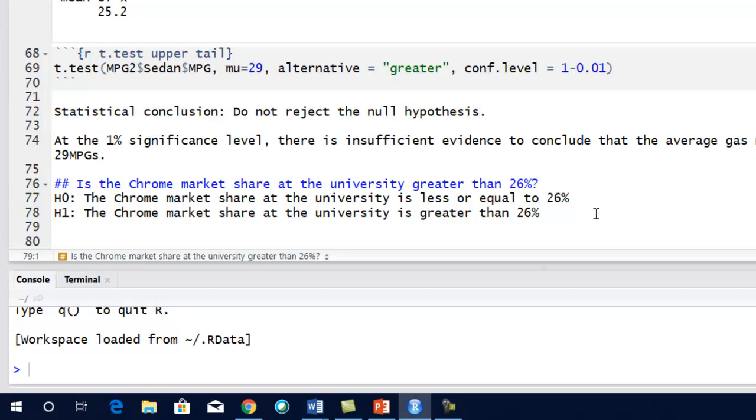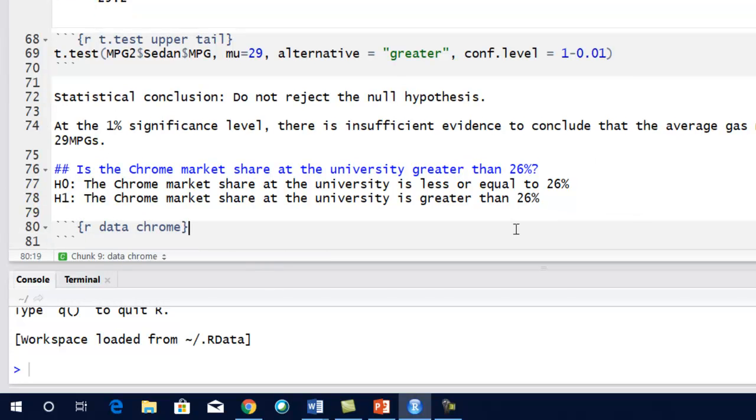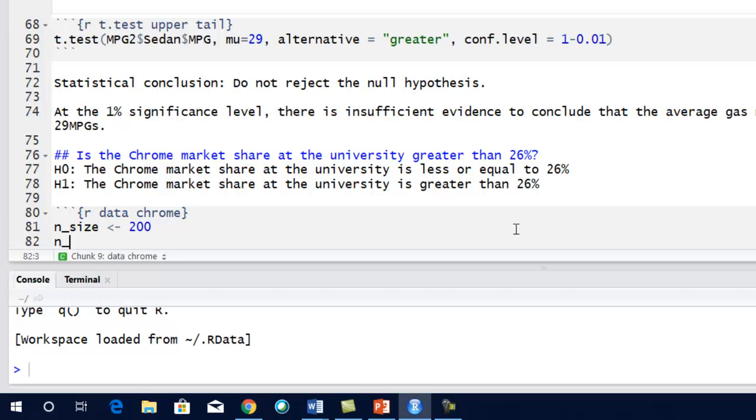I'm going to do the z-test first. So I'm going to enter the data, and I'm going to define some variables for that. First of all, the sample size, the n size, I call it. The sample size of my sample is 200. The number that said yes, the number that said Chrome yes, is 60.